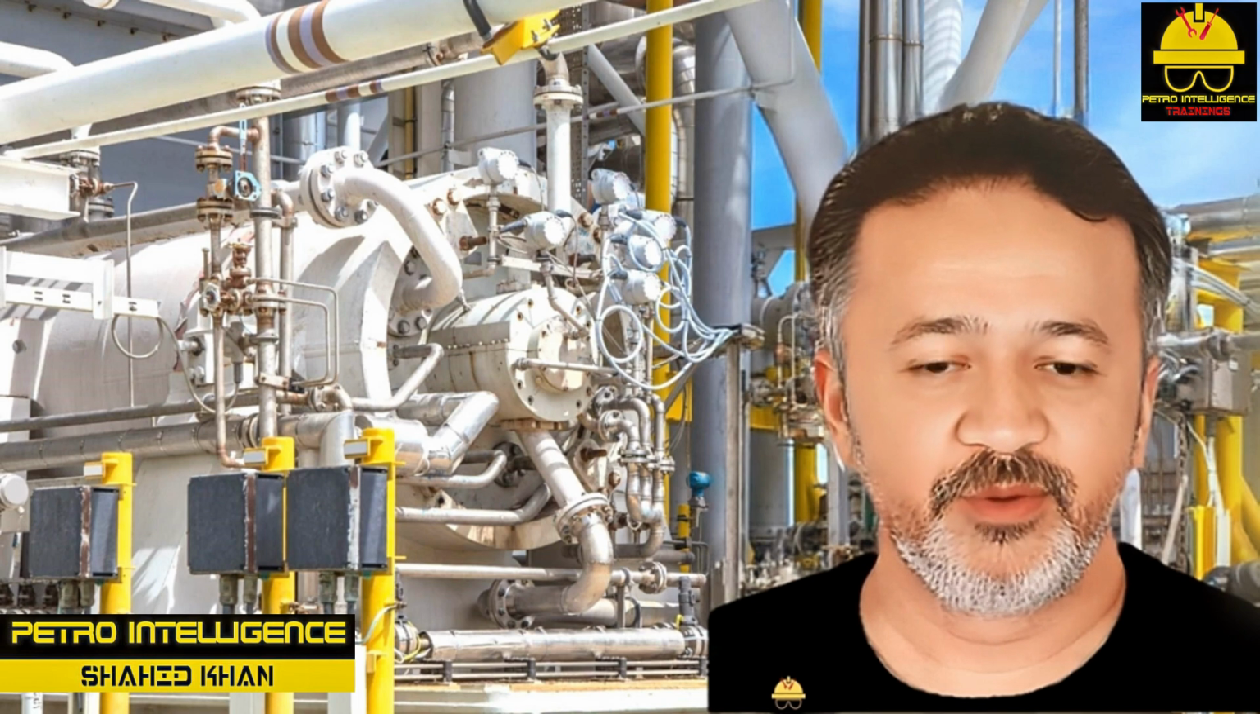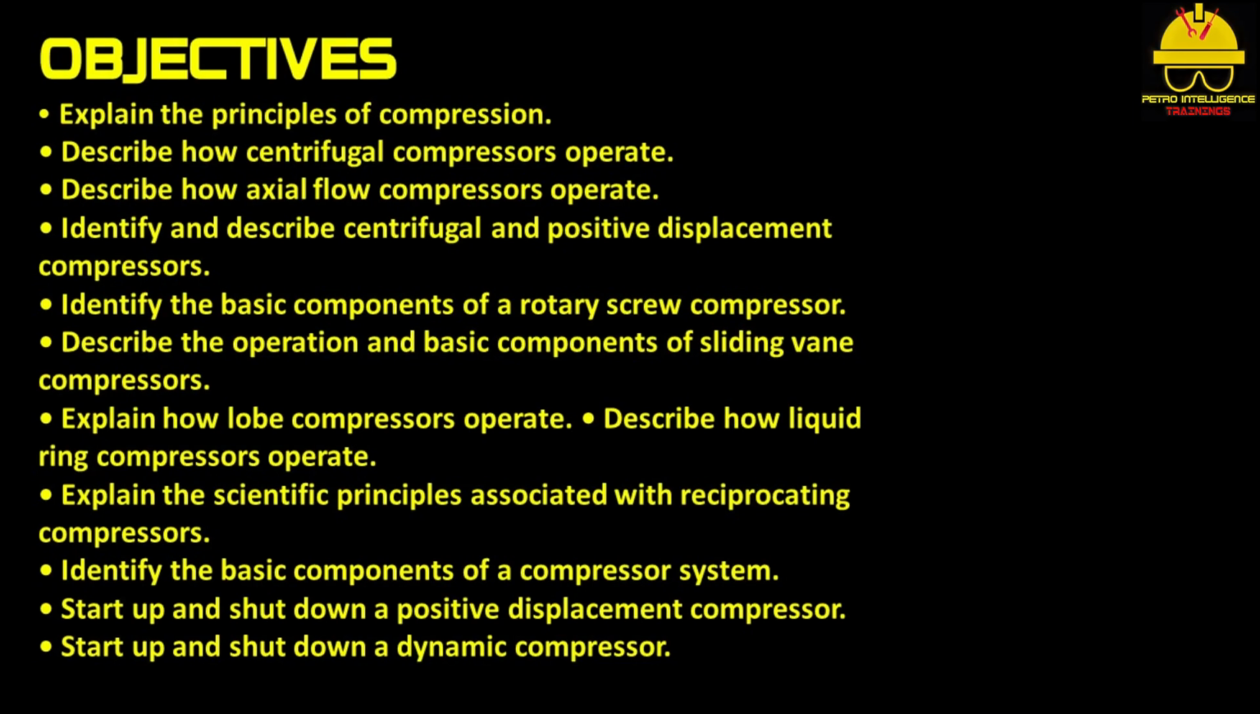After completing this course, you will be able to explain the principles of compression, describe how centrifugal compressors operate, describe how axial flow compressors operate, identify and describe centrifugal and positive displacement compressors, identify the basic components of a rotary screw compressor, describe the operation and basic components of sliding vane compressors, explain how lobe compressors operate, describe how liquid ring compressors operate, explain the scientific principles associated with reciprocating compressors, identify the basic components of a compressor system, start up and shut down a positive displacement compressor, start up and shut down a dynamic compressor.